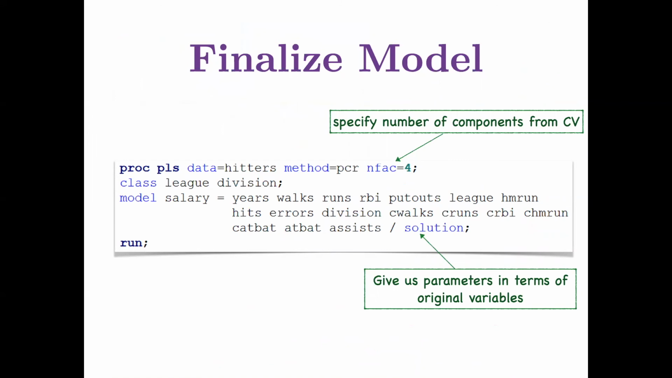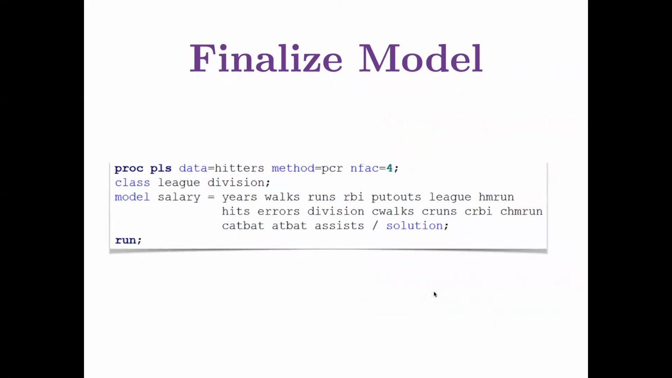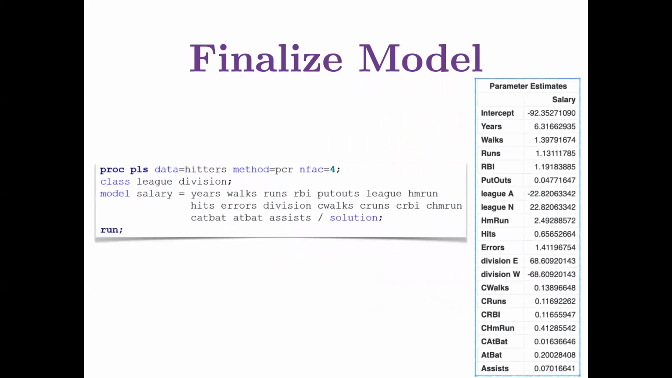So to finalize the model, we're just going to run this model on all of the data, specifying that number of components to be 4. If we add the solution option on the model statement, that will give us the parameters in terms of the original variables. So when I provide that solution option, I get this final table of parameter estimates.